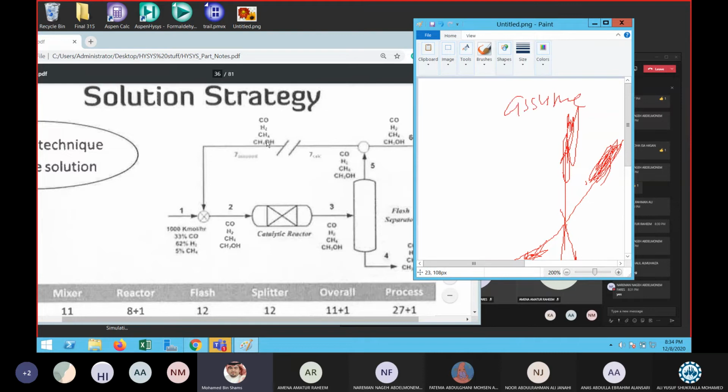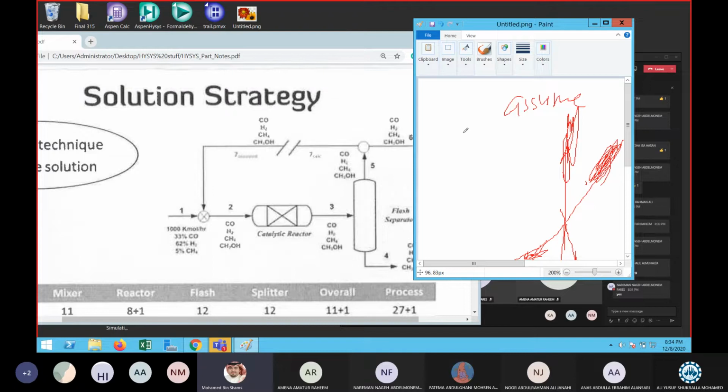So what I'm going to do, Shabab, I'm going to assume values for these 4 species. And that's why I'm calling it 7 assume. This stream, I call it 7 assume. Why? Because I'm going to assume the 4 flows for these 4 components.